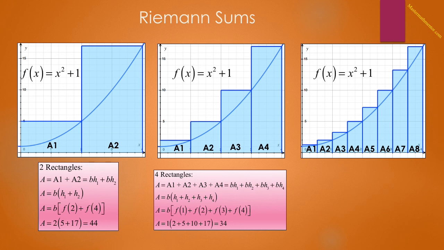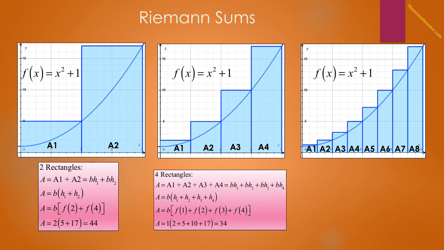H1 is the height of the first rectangle, which is f of 1. H2 is f of 2, H3 is f of 3, and H4 is f of 4. So we have B times the quantity f of 1 plus f of 2 plus f of 3 plus f of 4. The base of each rectangle is 1. So we have 1 times the quantity 2 plus 5 plus 10 plus 17, and we get 34.